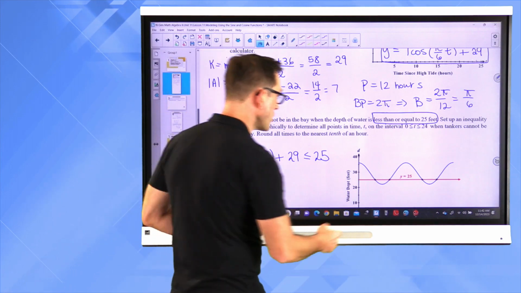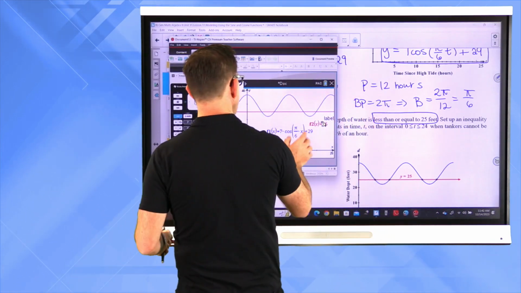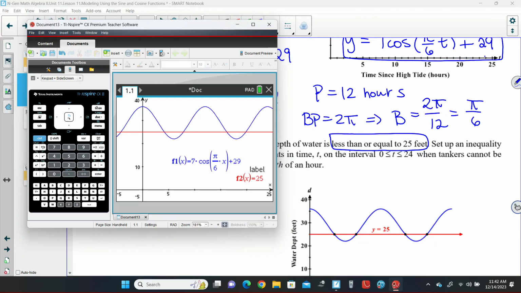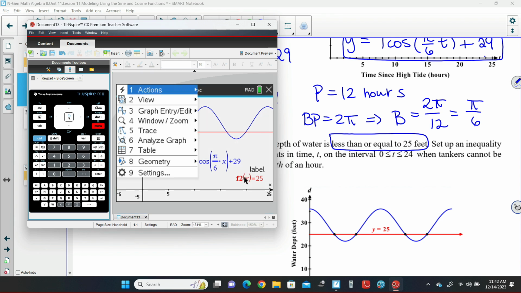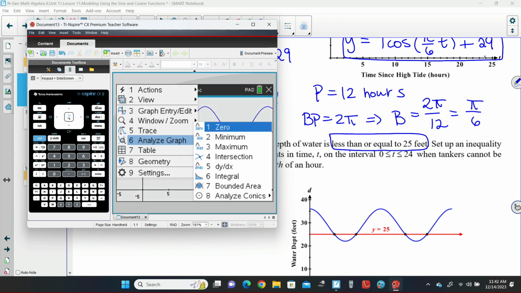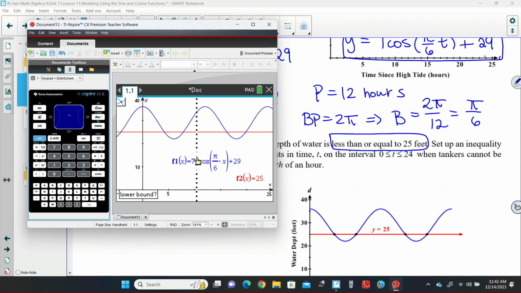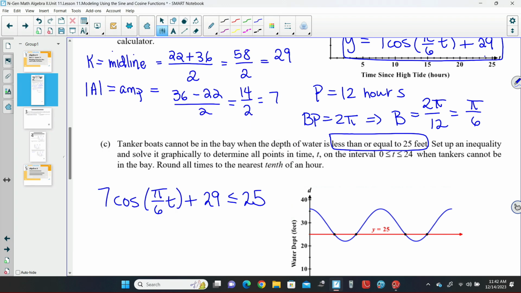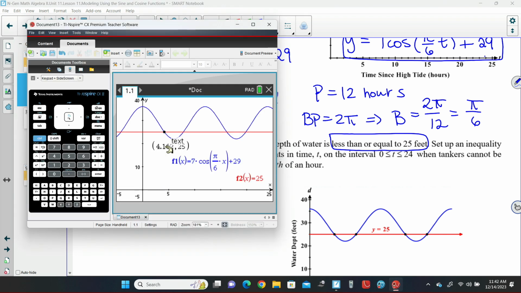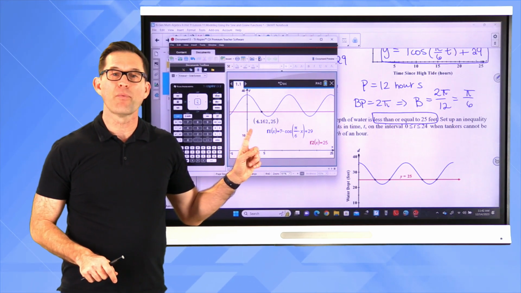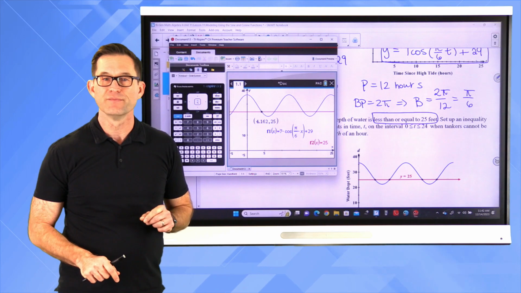Now, of course, we can go into our calculator. All right, and I'm not going to go through every single one of these intersection points, but I can go into Menu, go to Analyze Graph, go to my intersection. I really would be looking for 4 intersection points. The first one would be right there, right? So the first problematic time would sort of occur at 4.162 hours, right?